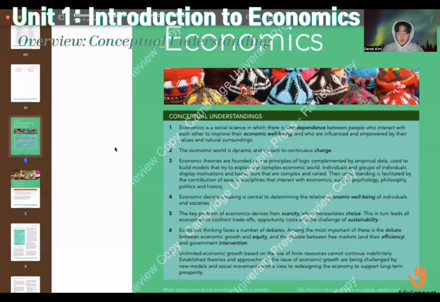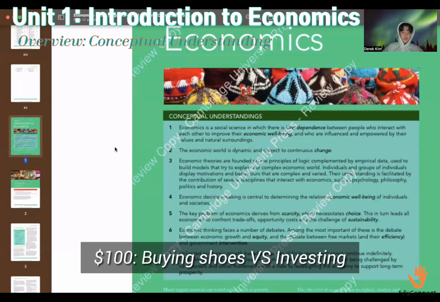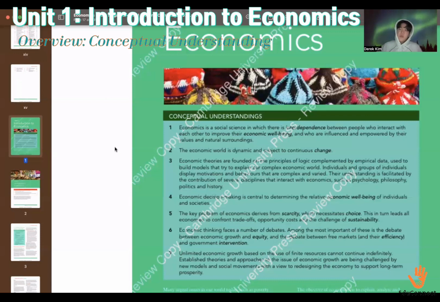Another one could be you have, let's say, $100. Option one would be to spend it on new shoes. Option two would be to invest the $100. Now, if you choose to invest the $100, your opportunity cost would be the shoes that you could have also bought with that money. But if you choose the shoes, then your opportunity cost would be the investment, and the future profits that the investment would bring in. So we have to be very familiar with those two concepts to be successful, as I mentioned before.